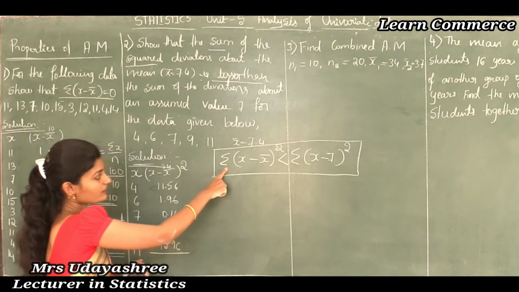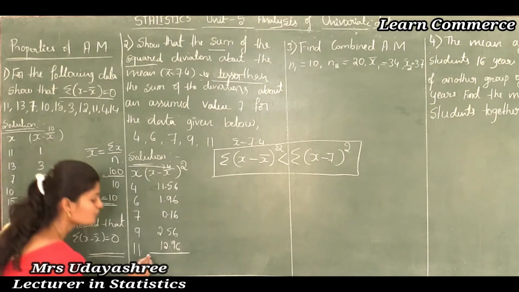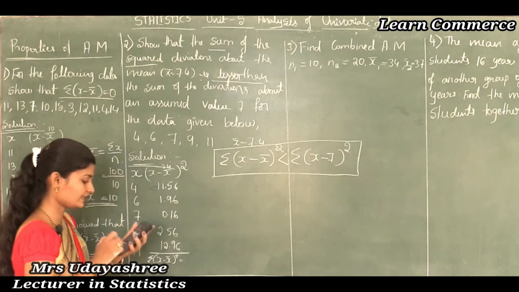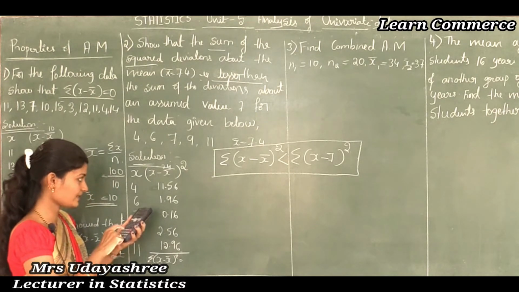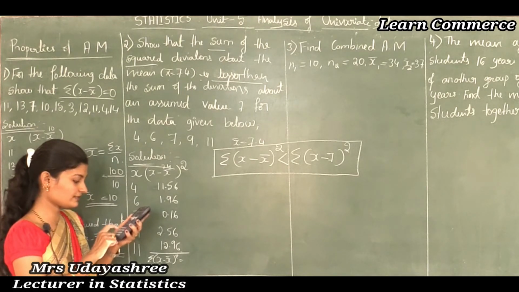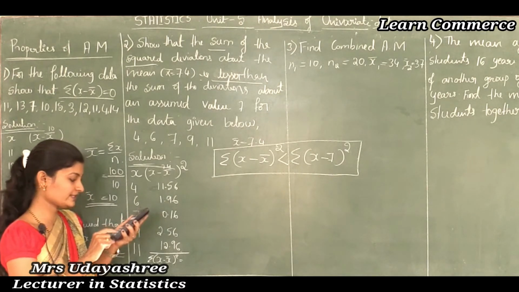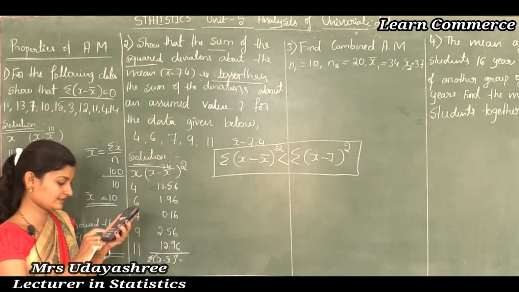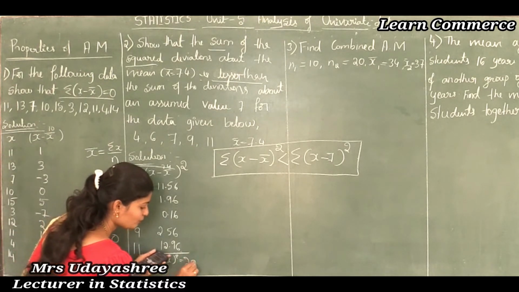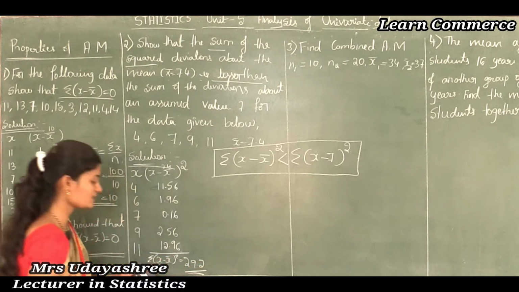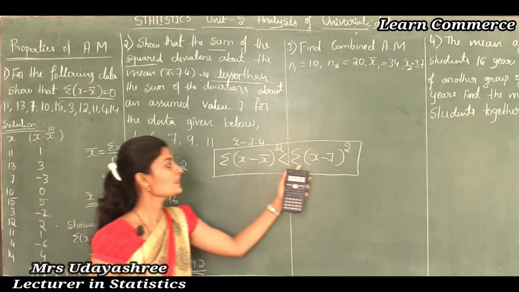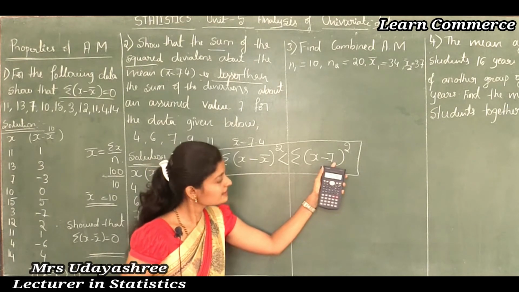Based on the problem, we need to find the sum of (x minus x bar) whole squared. So the sum is 11.56 plus 1.96 plus 0.16 plus 2.56 plus 12.96, which is 29.2. So we got the sum of (x minus x bar) whole squared as 29.2. Next, we need to find the sum of (x minus 7) whole squared.